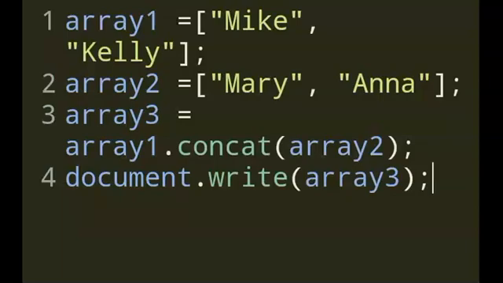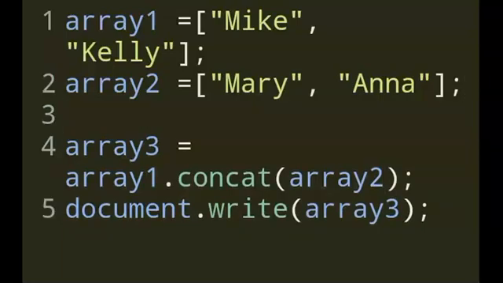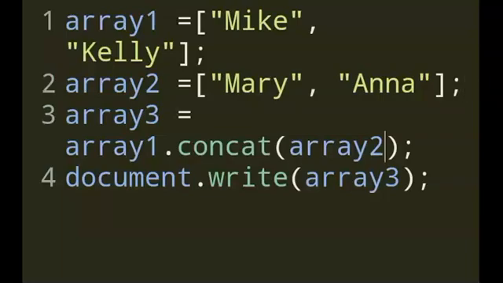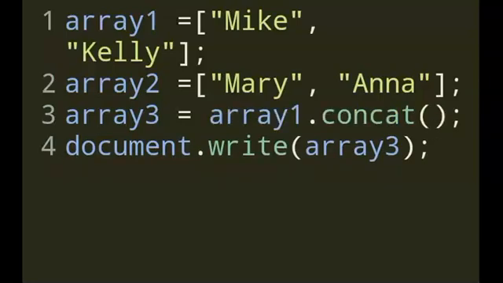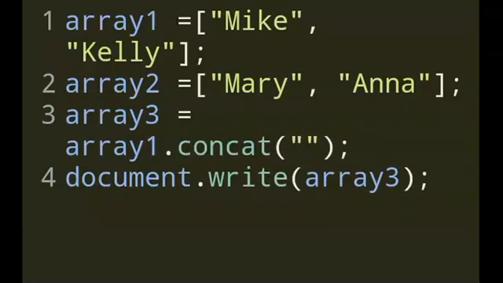Now instead of joining two arrays, I can also add one array to a string. So let's consider this. Array 3 is array 1 dot concat, instead of array 2, let me consider a string here. Just a name, let's say Peter. So I just want to consider adding this to a string. Then document.write array 3. Let's see.